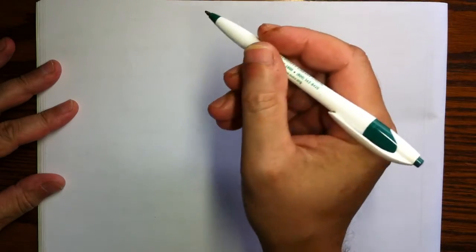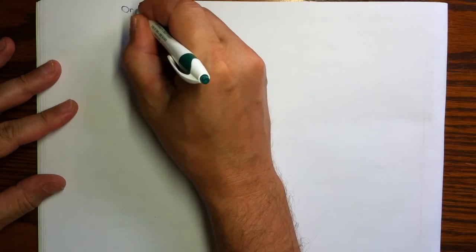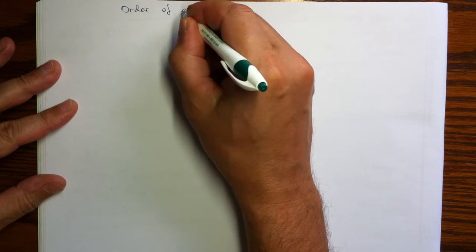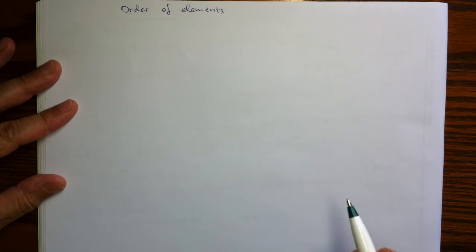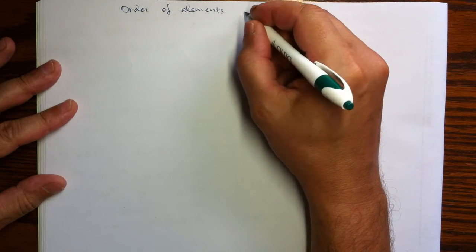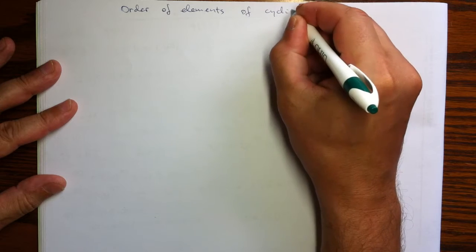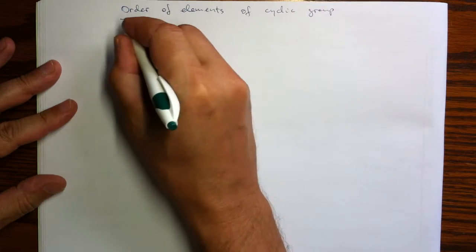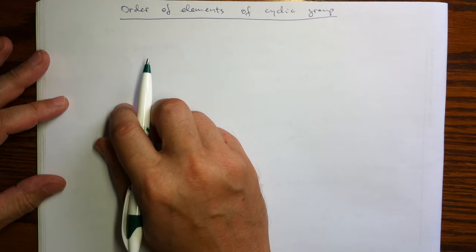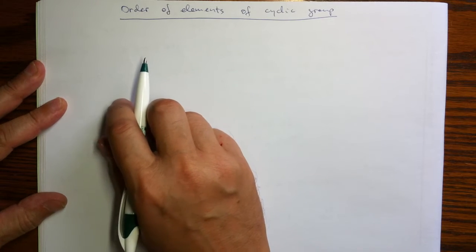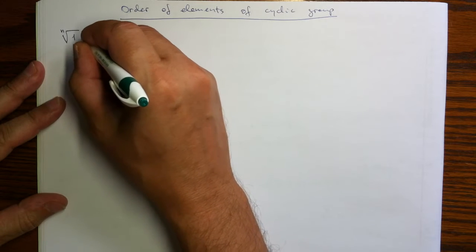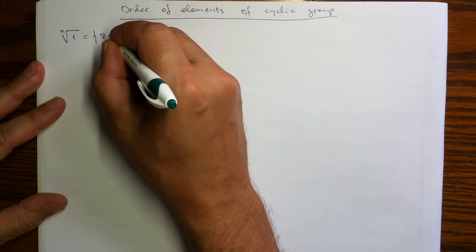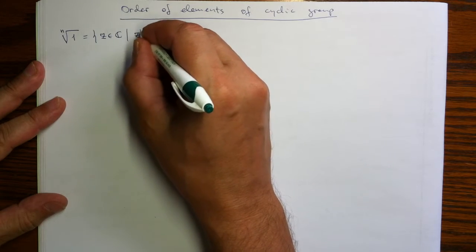So here we will talk more about orders of elements in a specific type of group, in a cyclic group. And the specific model, which will be convenient for the story, will be roots of unity, complex numbers, which solve this equation.